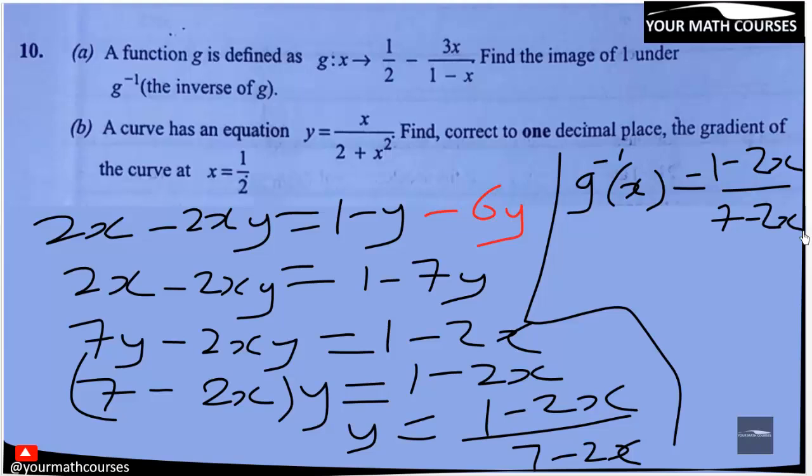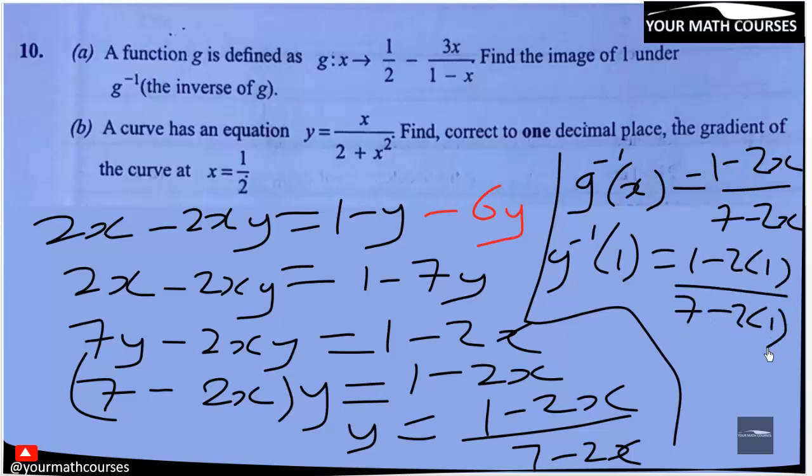So we want to find g inverse of 1. So g inverse of 1 will be equal to 1 minus 2 times 1 over 7 minus 2 times 1. So that will give us 1 minus 2, which is negative 1, over 7 minus 2, which is 5. So g inverse of 1 will be equal to negative 1 over 5.